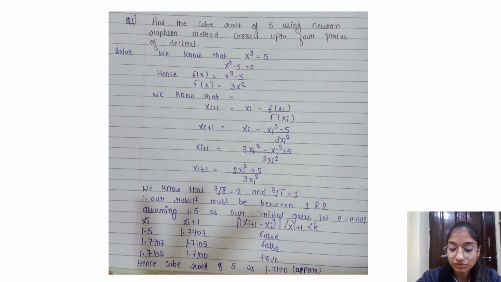Today I am going to solve my first internal test paper set D, and here is the first question, which says: find the cube root of 5 using the Newton-Raphson method, correct up to 4 places of decimal.